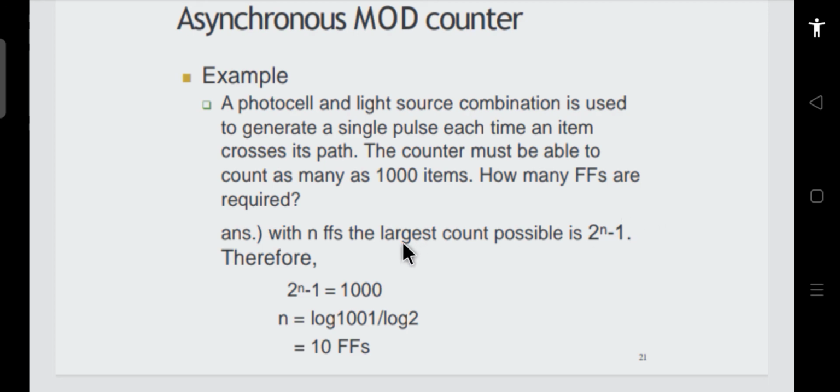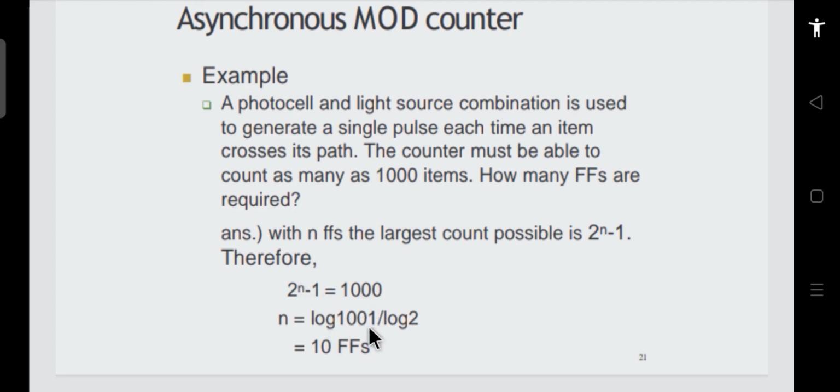Again, we know from our previous discussion that with n flip-flops, where small n is the number of flip-flops, the counter can count up to a maximum of 2 to the power n minus 1 counts. You want the counter to count up to 1000 items. So what you have to do is equate them together. So 2 to the power n minus 1 will be equal to 1000.